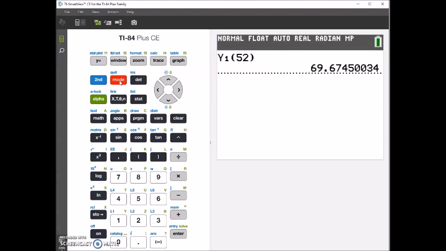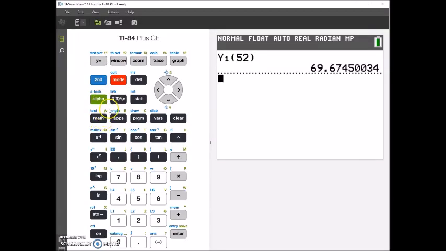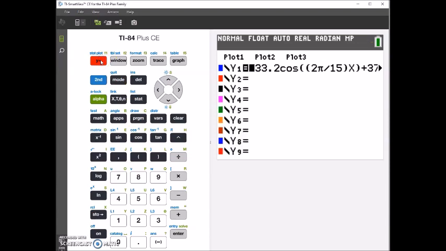Okay, and then the last part of the question says to determine the number of seconds the passenger has been on the ride when he first reaches a height of 27 feet. That's the keyword, first, because they're going to reach that height multiple times. So in this case, I think one of the easiest ways to do that is go ahead and put in the line that is your y value. So y equals 27.